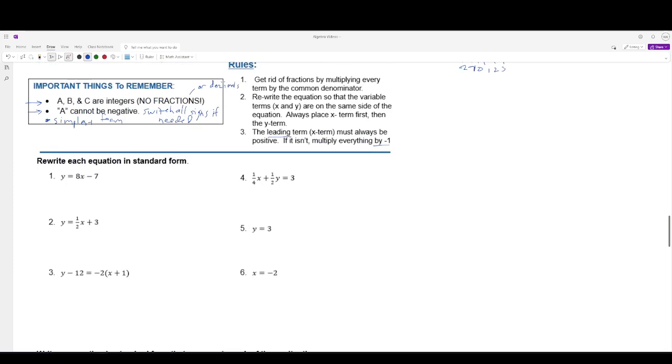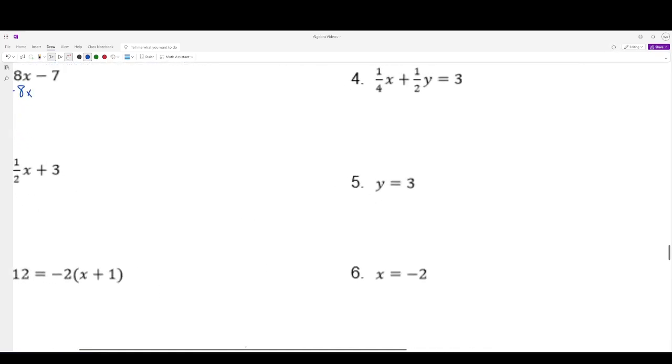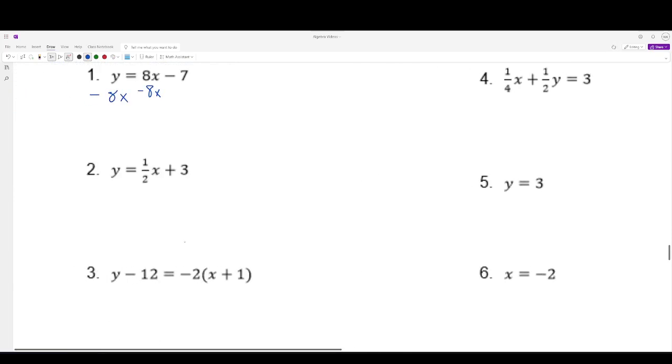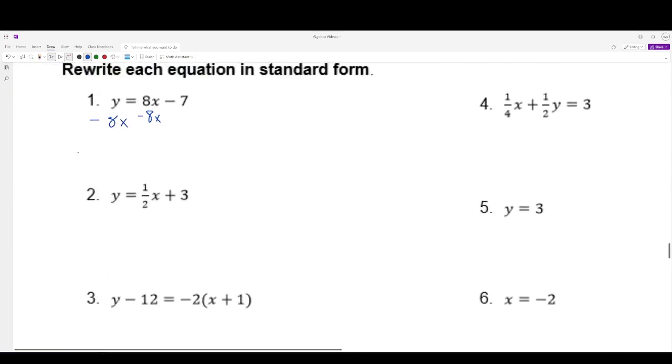First, we have y equals 8x minus 7. I need the x and y together, so I think the most normal way of doing that is to subtract 8x. I should zoom in too. All right. We subtract 8x, and then when I rewrite it, I have negative 8x plus y is equal to -7. Now I check my conditions.